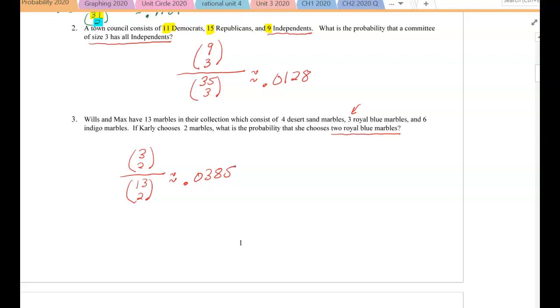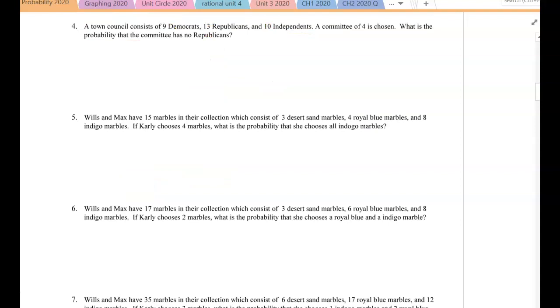It'd be my suggestion you pause the screen and try problems 4, 5, and 6. For problem number 4, we want a committee of 4 people, and we want no Republicans. No Republicans means they're all Democrat or they're all independents. So out of the 19 people that I highlighted in blue, we want to choose 4 of them. That's the favorable outcomes. Divided by the total, there are 32 people, choose 4. Typing that into the calculator, we get approximately 0.1078.